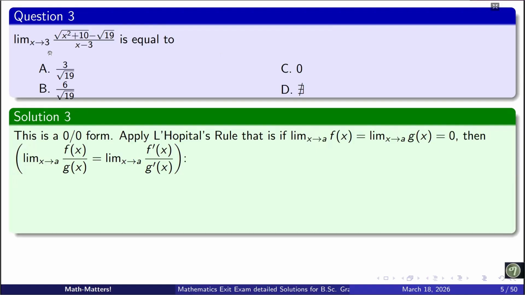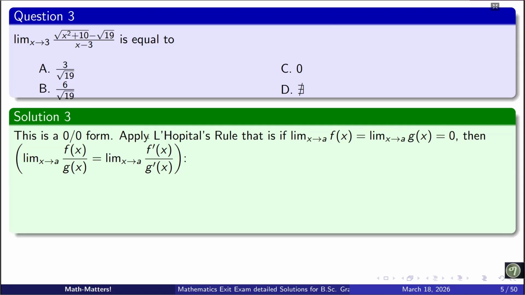The given limit, as x approaches 3, has the numerator the square root of x squared plus 10 minus the square root of 19. Directly, if we substitute 3 in place of x here, we have 3 squared, that is 9, plus 10, 19. The square root of 19 minus the square root of 19 would be 0. And again, the limit of x minus 3, the denominator of this rational function, at 3 is also 0, so this will have an indeterminate form, 0 over 0.